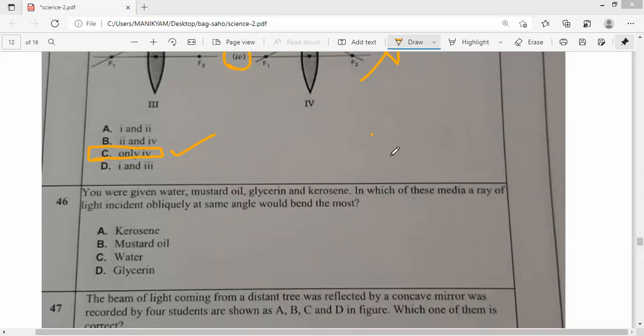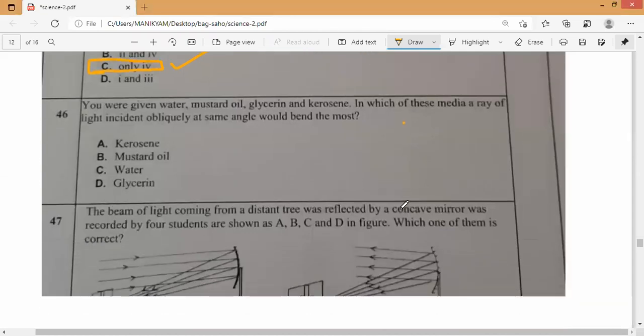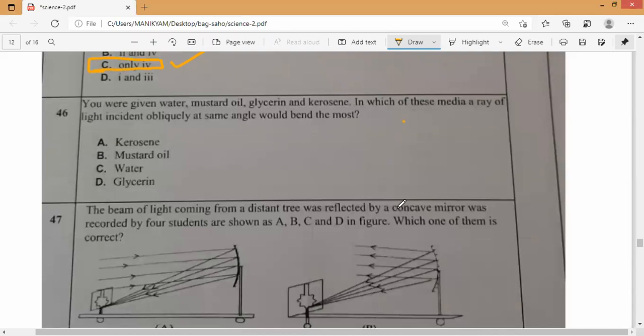Yes. That next, you were given water, mustard oil, glycerin, and kerosene. In which of these media would a ray of light incident obliquely at the same angle bend the most? Obliquely with the same angle, it will bend the most. Question I will explain to you. Listen. Obliquely means what? With some angle. With some angle.